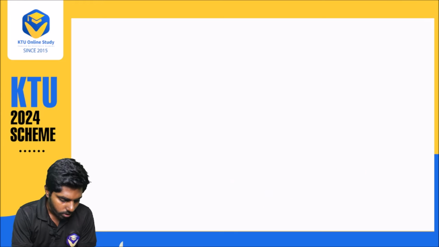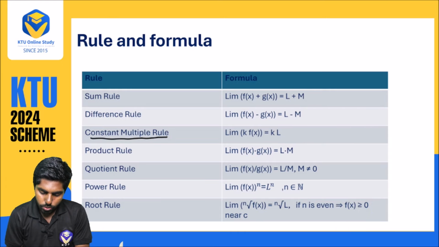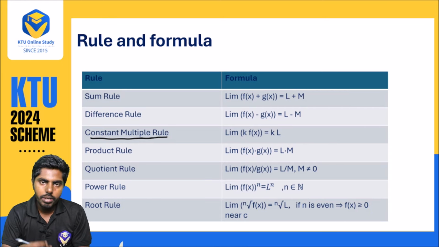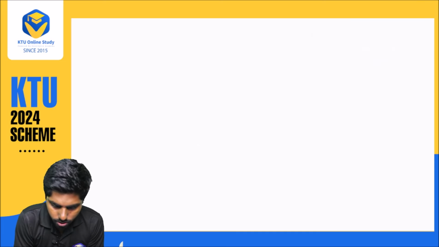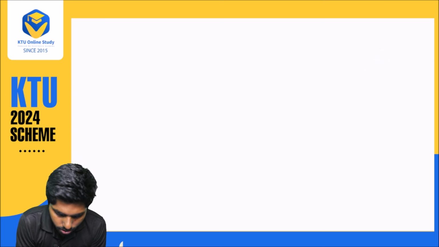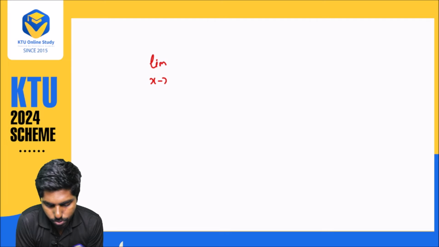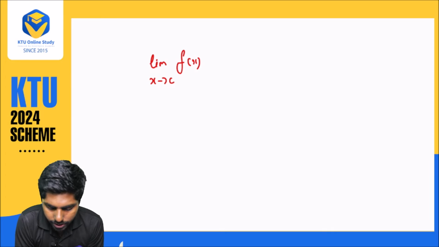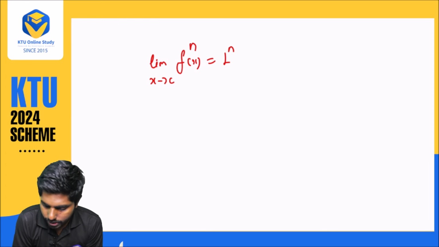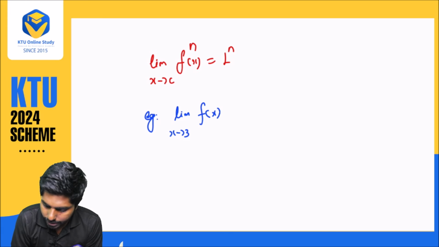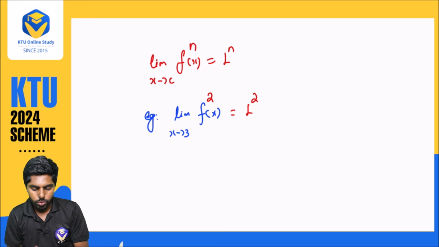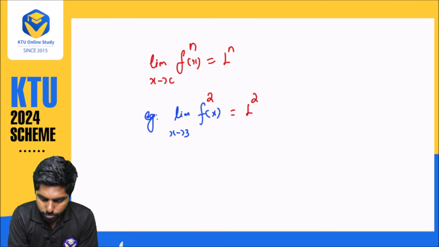Now, the power rule. You want to write the power rule. Example: the limit as x approaches c of f(x) to the power n is equal to L to the power n. For example, if the limit as x approaches 3 of f(x) is, say, L, and I write the power as 2, then L becomes L squared.